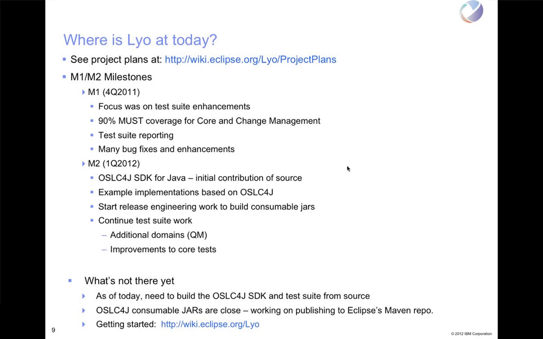I've got a link there to the project plans, but the first milestone we had was at the end of 2011. I think I mentioned the content that was contributed then. And the focus was really on the test suites, getting the coverage up to speed and getting the test suite reports working. Second milestone is what we're in right now. The main goal for the second milestone was to get OSLC for J contributed so that people could start using it, and to get some sample implementations that used OSLC for J out there so that people didn't just have an SDK, but they actually had running examples of how to use it.